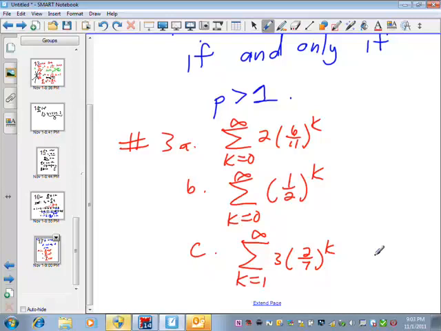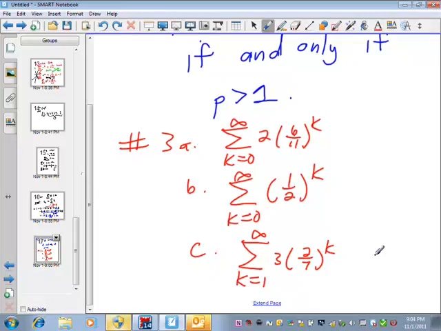So I'm going to give you a series, and I'm going to say, determine whether the following converge or diverge. You'll look at A, and you're going to say that converges because it's geometric, and 6 over 11 is less than 1.